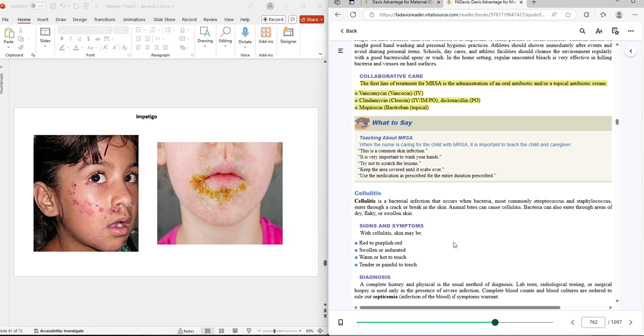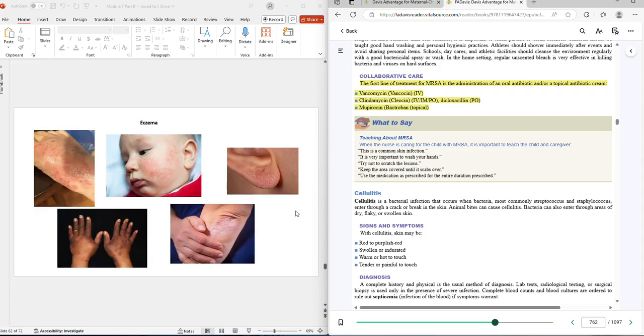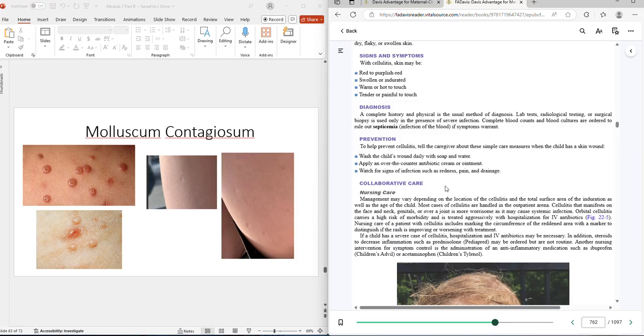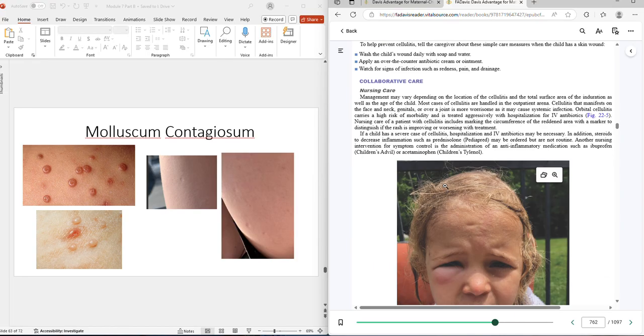It goes on to talk about cellulitis on 762. And this is a picture of the eczema. We'll get to that in just a second. Okay, it kind of switched my pictures. So let's look at page 763, molluscum contagiosum.